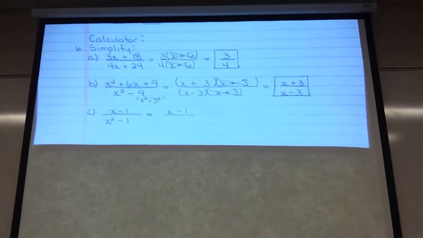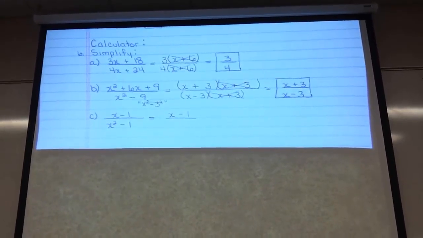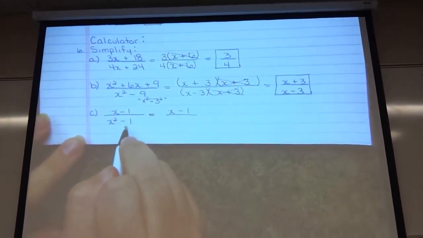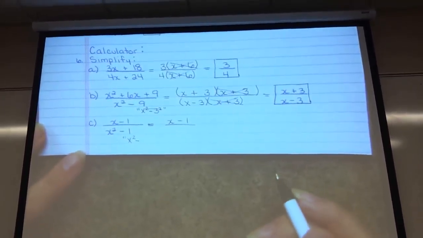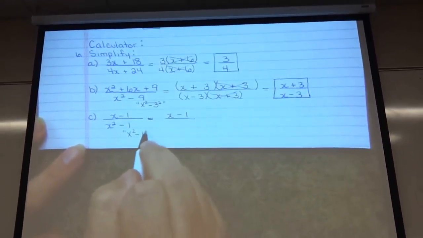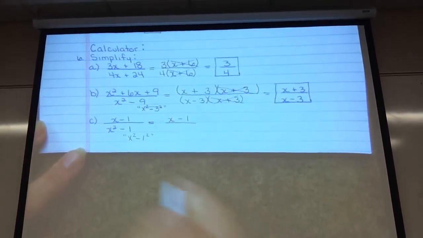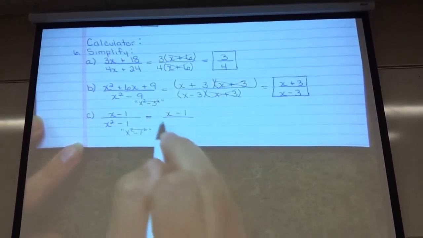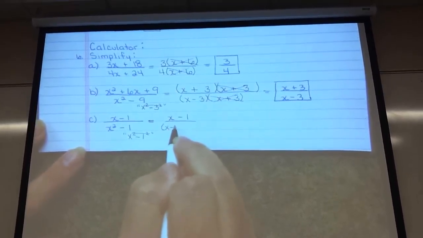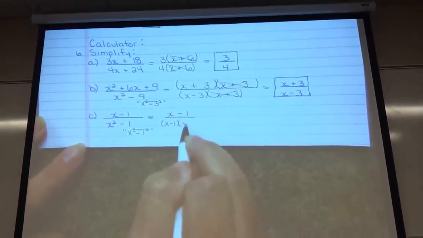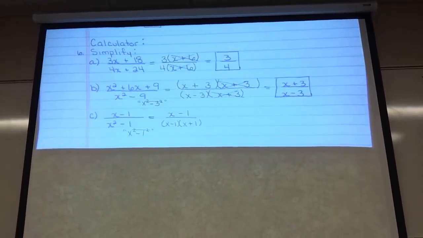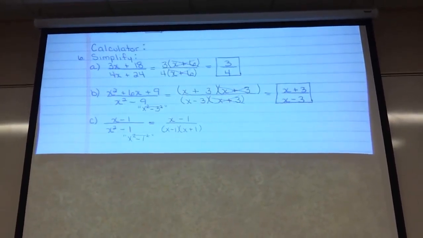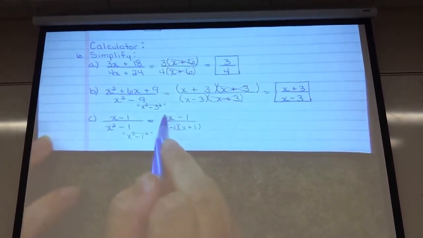How could you factor the bottom? Difference of squares. Again, if you need to, use your little thinking cap. x squared minus, how would you rewrite 1? 1 squared. Technically 1 squared. Cross off the squared, so we're left with x minus 1 and x plus 1. Gotta have both. So what do we have canceling? Just the x minus 1.